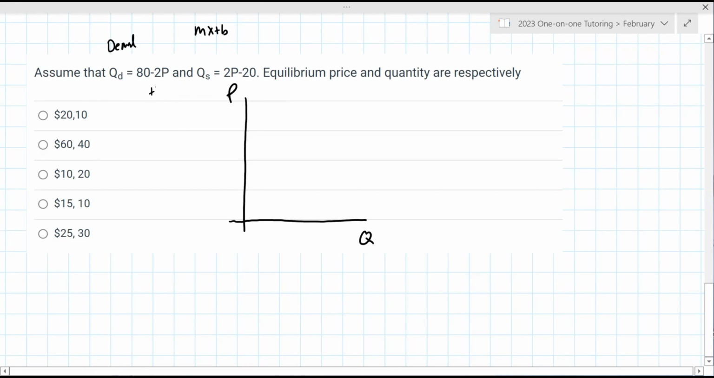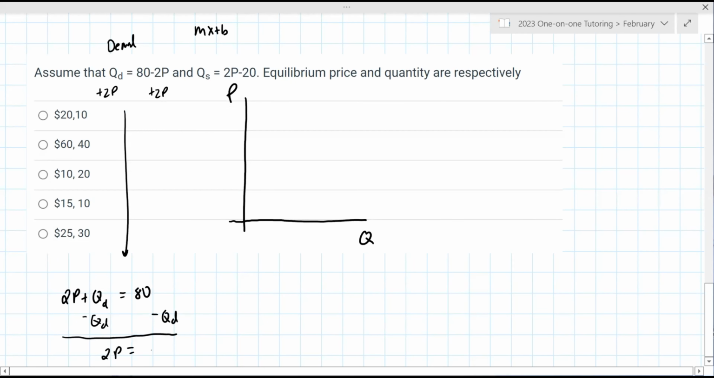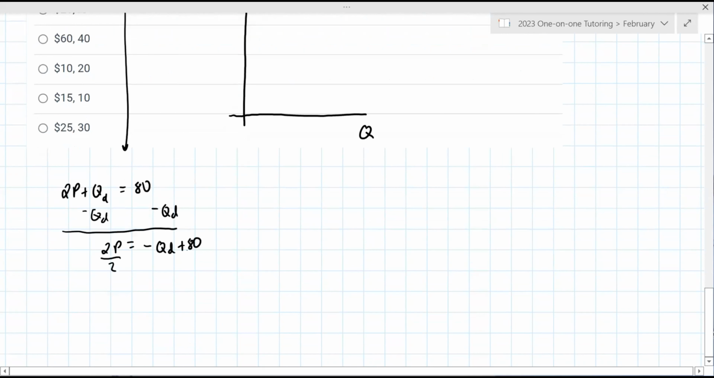To do that, you add 2p to both sides. So it's 2p plus qd equals 80. Subtract the qd from both sides. This is just basic manipulation of the equation. Nothing odd here. I'm going to go minus qd plus 80, and then you divide both sides by 2. So p is equal to minus 1/2 qd plus 40.